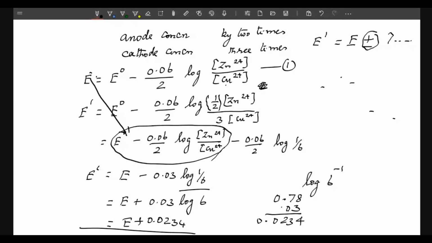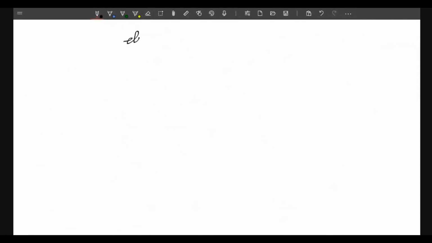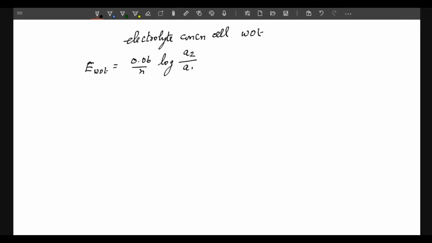Okay, with this we will start our problems in the electrolyte concentration cell without transference. And for this E without transference, what is the formula we have given? It is equal to 0.06 by n into log of the activity of the cathode by the activity of the anode, or concentration of the cathode by concentration of the anode compartment. Here also the quotient should be calculated accordingly. But here we are using the same electrolyte, therefore the 2 moles appearing on the right hand side will also appear on the left hand side.